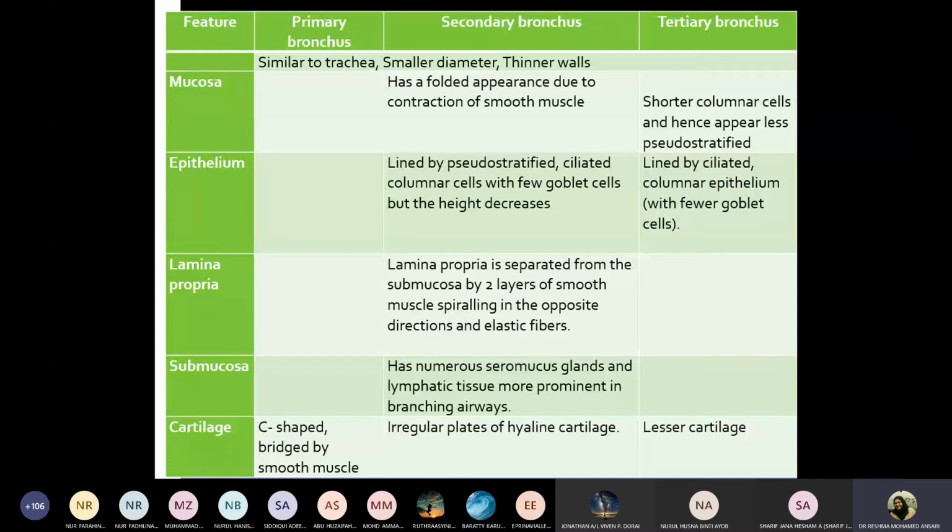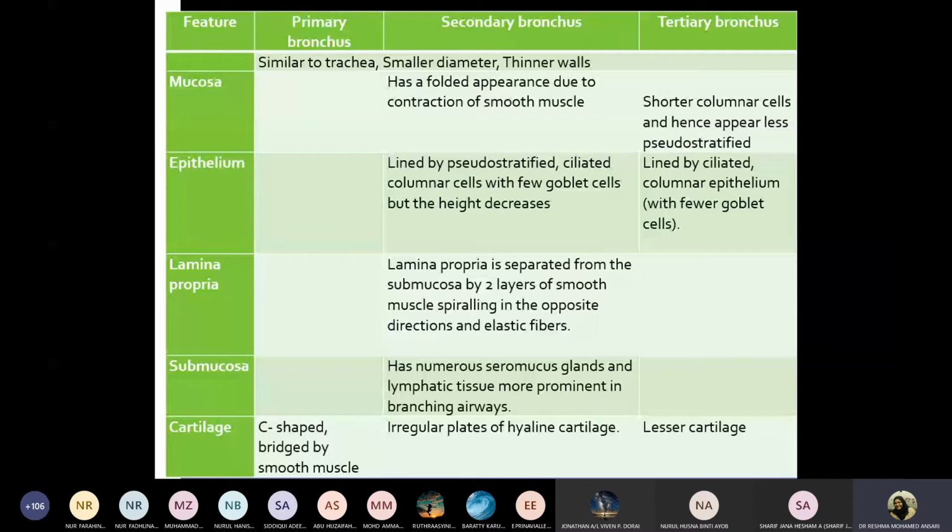Lamina propria has smooth muscle which is spiraling in opposite direction, and elastic fibers. So when you have bronchospasm, the spasm affects this smooth muscle. When we say a patient has bronchospasm, has asthma, automatically you should think in your mind, where is the smooth muscle to cause spasm? In my bronchus. So when you give salbutamol to relieve the bronchospasm, you're acting basically on the bronchus. Am I clear? Yes, sir.